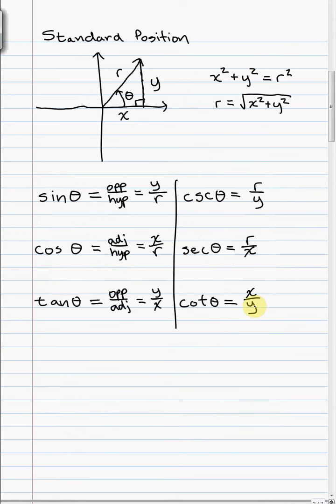Now for the last 4 trig functions that I wrote up here, we're dividing by x's and y's. And you can draw angles where x's and y's are zeros, but we don't ever want to divide by 0. So for tangent, we want to make sure x is not equal to 0. And for cosecant, we want to make sure that y is not equal to 0. And similarly for the others, don't divide by 0. For sine and cosine, we don't have to worry about that, because if r was 0, if you drew that, you wouldn't actually have an angle.